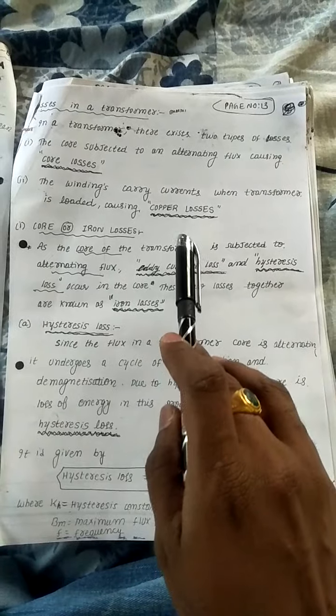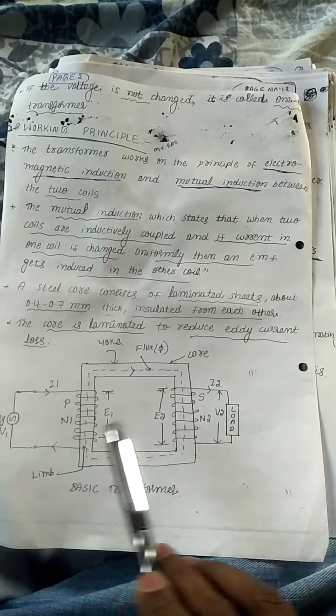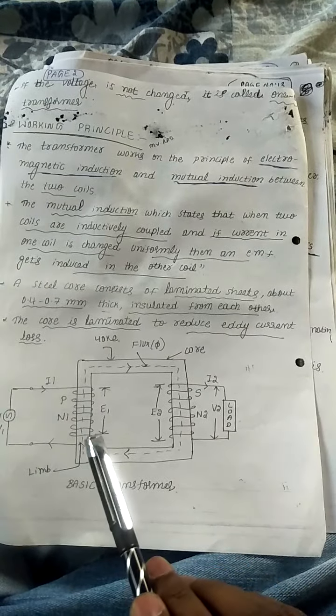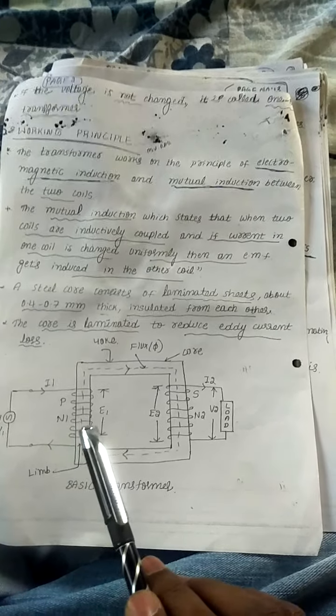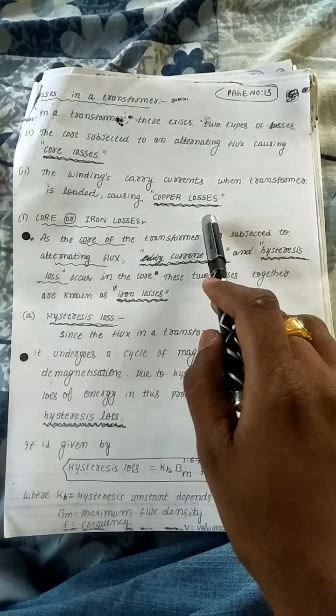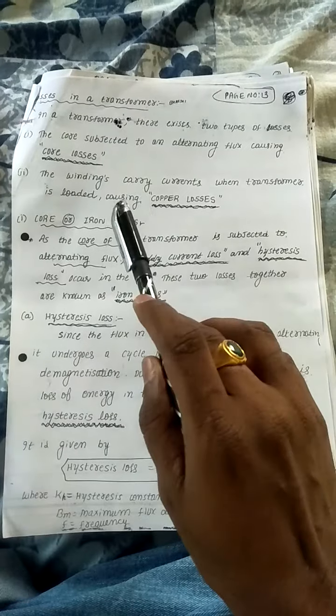If we come to copper losses, when the transformer is fully loaded, the primary winding and secondary winding carry current. During that time, losses occur. Those losses we call copper losses. That is, the windings carry the currents when the transformer is loaded.